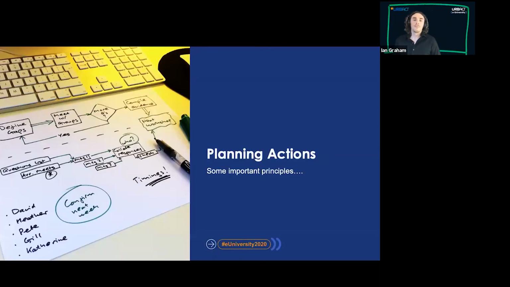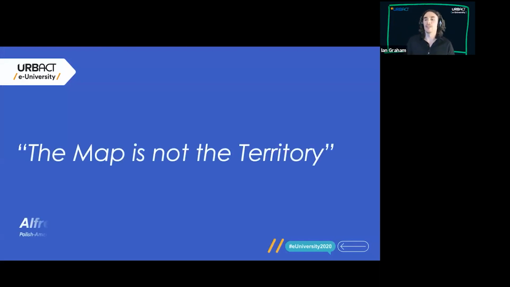So some important principles around planning actions then, to help guide how we approach all of this. One key thing comes from this quote, the map is not the territory, by Korzybski. And this is really about saying if you've got a map of what you're doing, it's very different to what the ground is if you're actually there. In the same way that sometimes you model things in a plan, but that doesn't necessarily relate completely to what the reality is when you're trying to implement that plan.